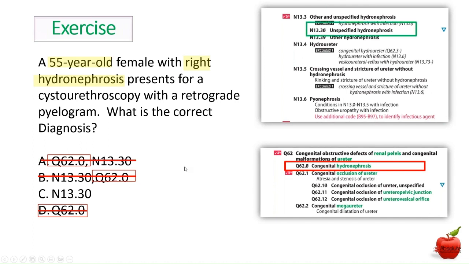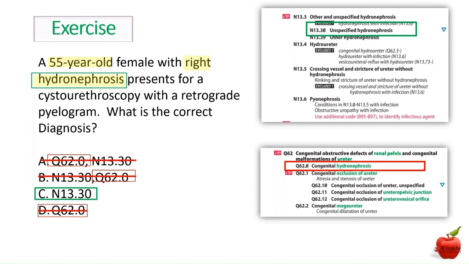Now we take a look at the N13.30 unspecified hydronephrosis. If we don't know what other type of hydronephrosis it is, like if they're specifying crossing vessel hydronephrosis and that type of thing, we don't have any other specifics of the type of hydronephrosis, so it is unspecified. So in N13.30, it's going to be other or unspecified.